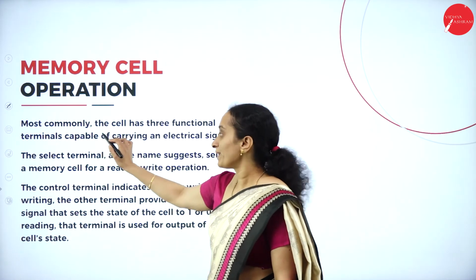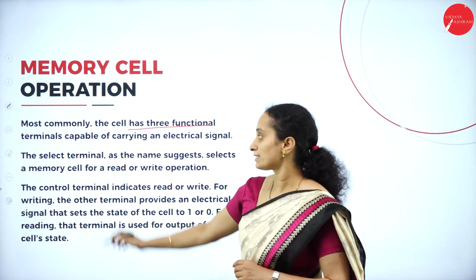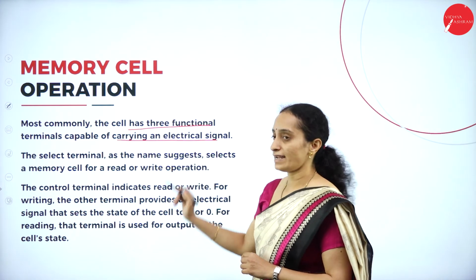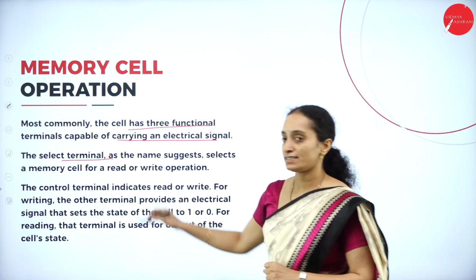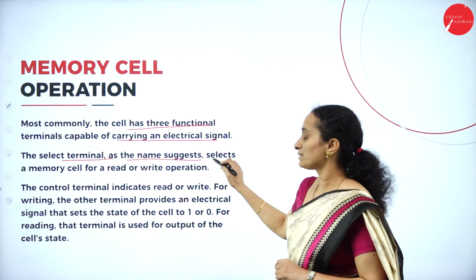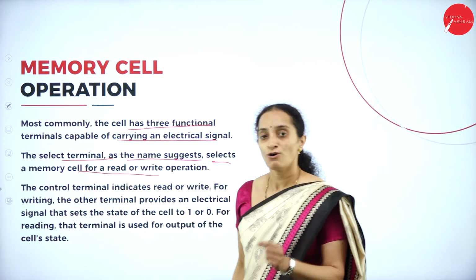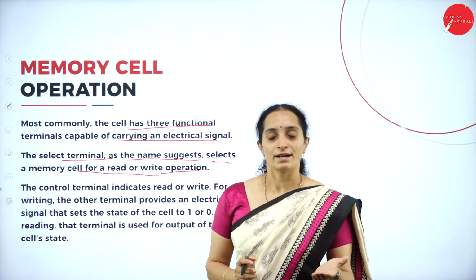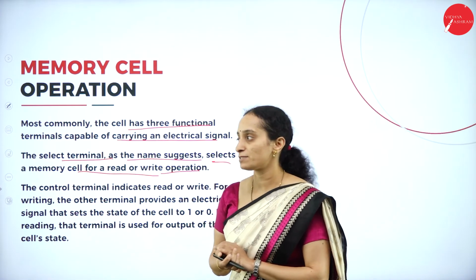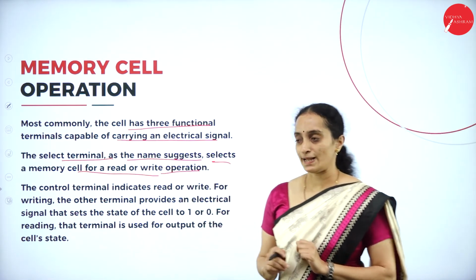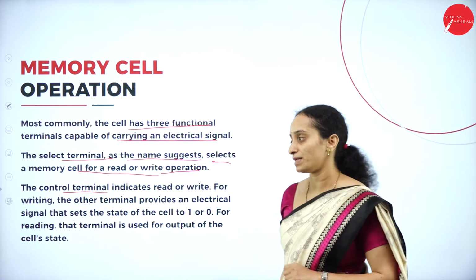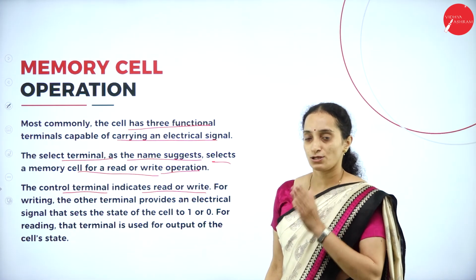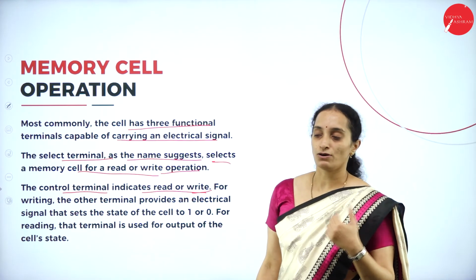Commonly, the cell has 3 functional terminals which are capable of carrying an electrical signal. The select terminal, as the name suggests, selects a memory cell for a read or write operation. For which cell the data must be written and from which cell the data must be read will be decided by the select terminal. Then we have the control terminal. It indicates whether to read or write, set or reset.